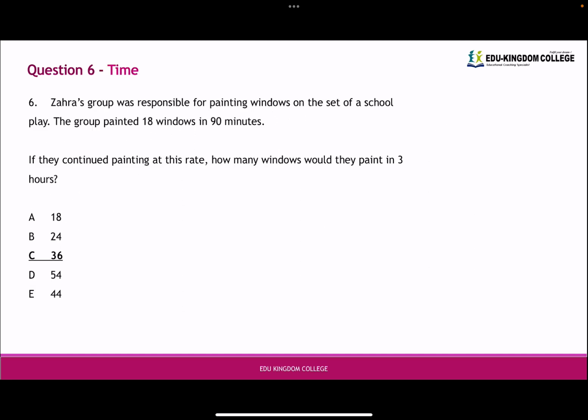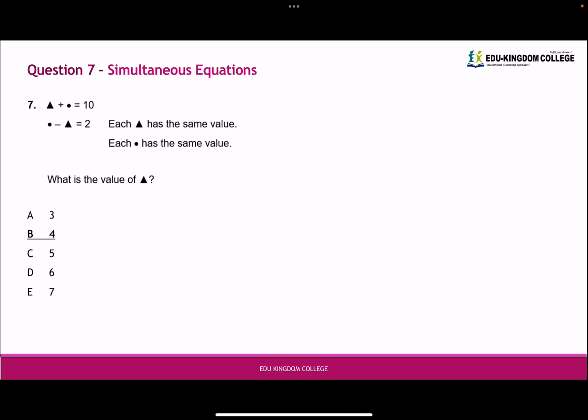Now, Zara's group paints 18 windows in 90 minutes. Okay, how much would they paint in 3 hours? Remember, 90 minutes is 1.5 hours. So just double that, should get 36 windows.